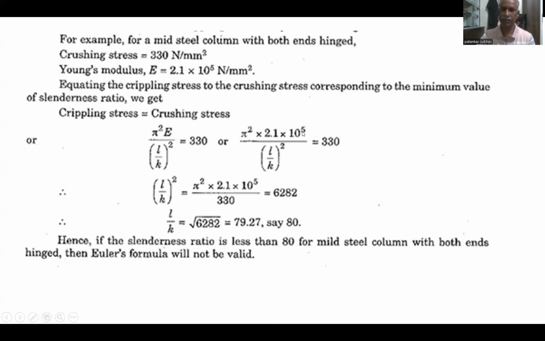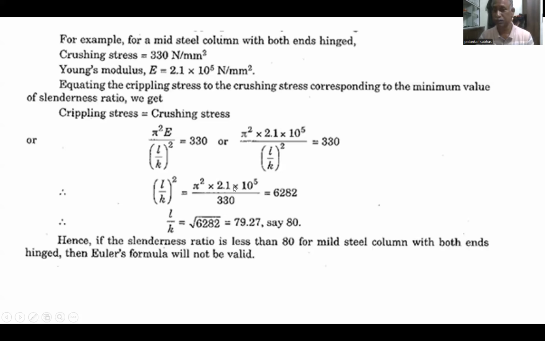In that case, by putting the value of E, the crippling stress equals the compressive or maximum stress, which is 330. So we get the answer L by K is equal to 79.27, which is closer to 80. Hence, if the slenderness ratio is less than 80, specifically for a mild steel column with both ends hinged, then Euler's formula is not valid. And therefore, this is the limitation of Euler's formula.